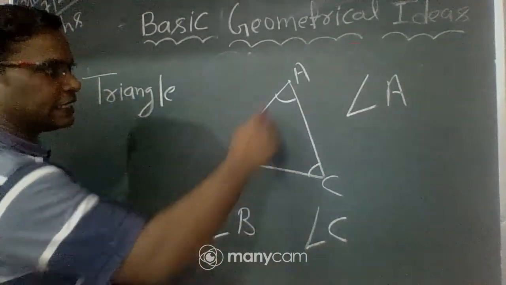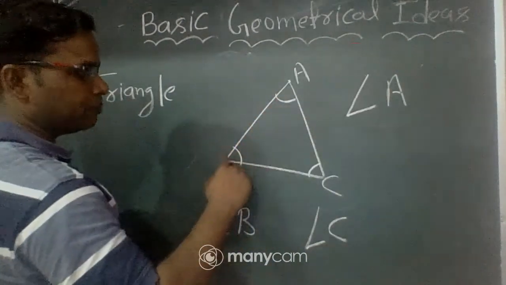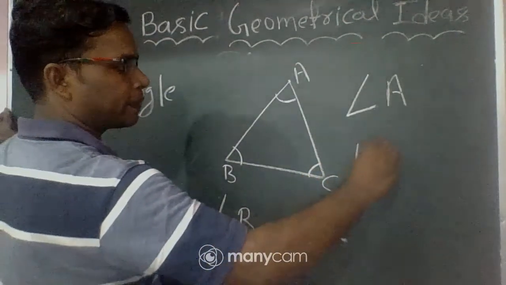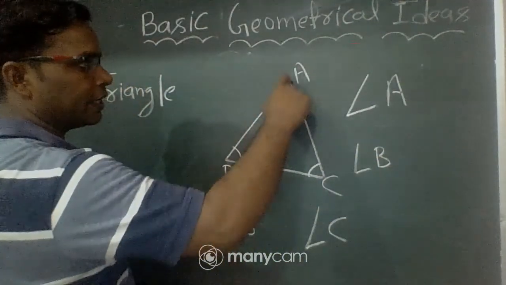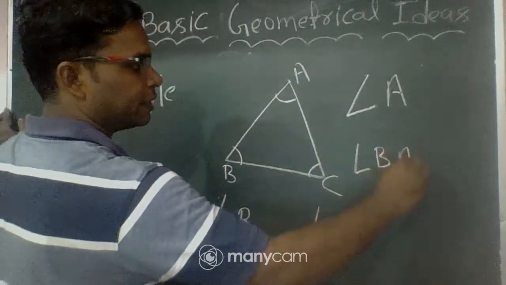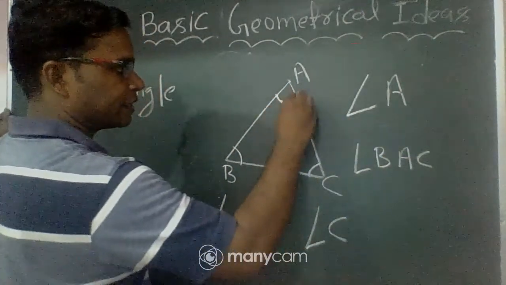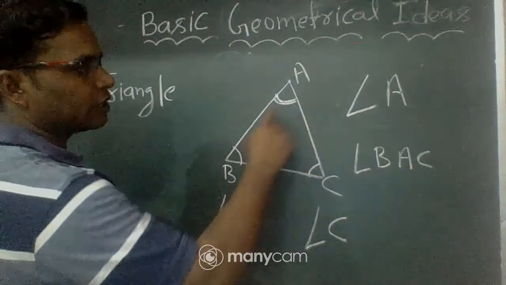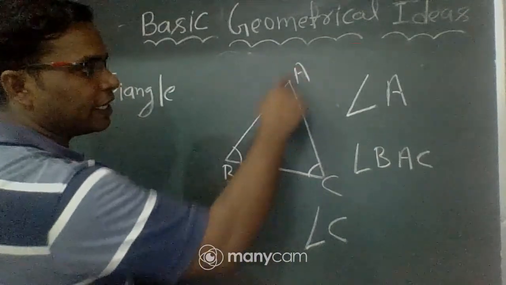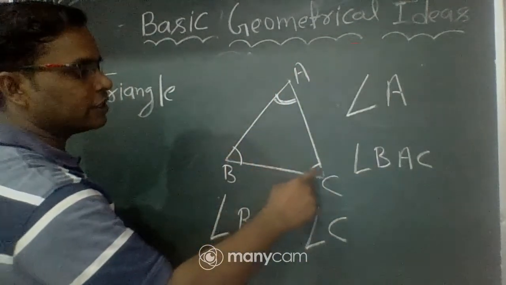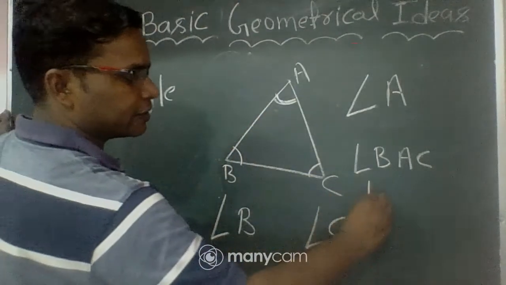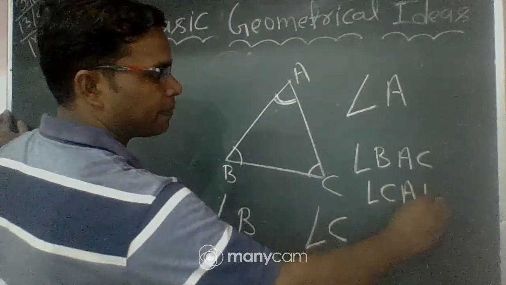Also, you can read this angle A as BAC. Angle B starts from here. If you write both, both are right. Angle A you can write, or angle BAC, or also CAB. Angle A like this, and CAB.